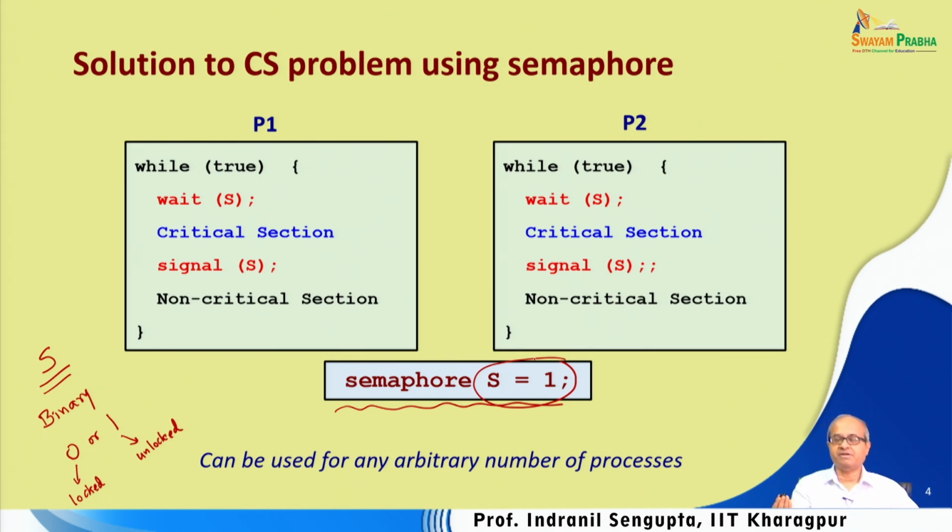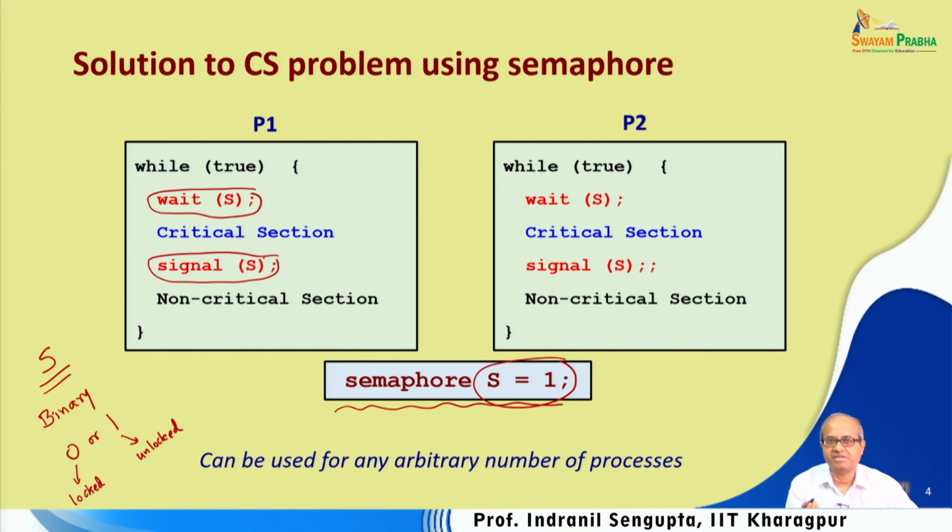Now, the solution in terms of the processes is very simple. We declare a semaphore S which we are using to protect the critical section among a number of processes, let us say 2 processes P1 and P2. Before entering the critical section, in the entry code, the process calls wait of S. In the exit section, it does signal of S. P2 does the same thing.